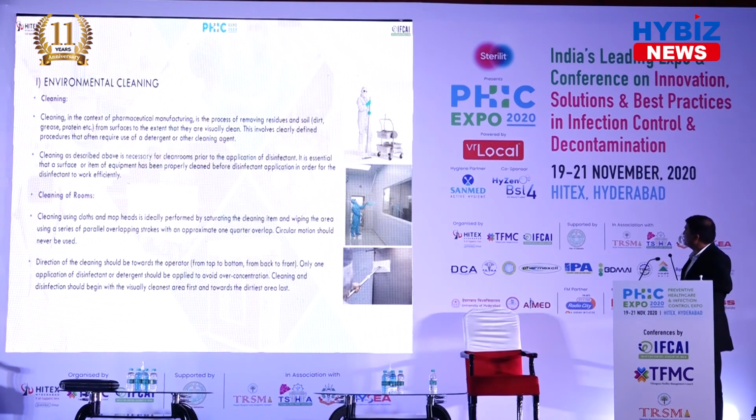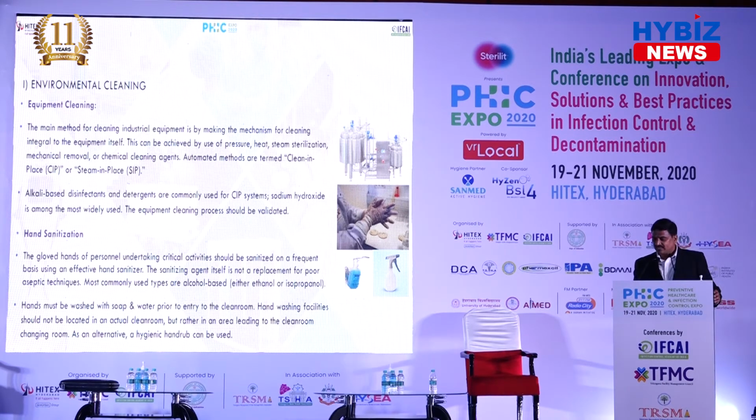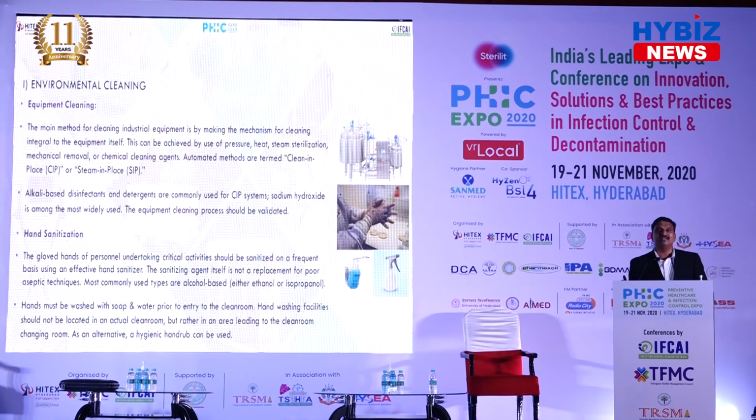These are some of the cleaning techniques used. Equipment cleaning can be achieved by CIP, that is clean in place, or SIP, which is steam in place. Alkali-based cleaning agents are commonly used for CIP systems. Sodium hydroxide is a widely used cleaning agent in the industry.